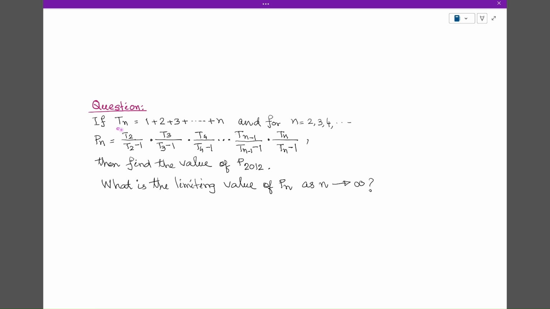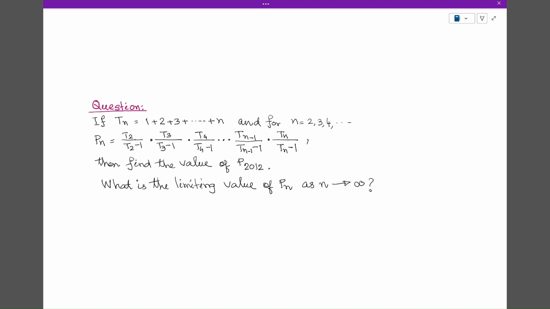If Tn is equal to 1 plus 2 plus 3 plus 4 and so on up to n, and for n is equal to 2, 3, 4, etc., Pn is equal to T2 divided by (T2 minus 1) multiplied by T3 divided by (T3 minus 1) multiplied by T4 divided by (T4 minus 1) and so on, T(n minus 1) divided by (T(n minus 1) minus 1), multiplied by Tn divided by (Tn minus 1).